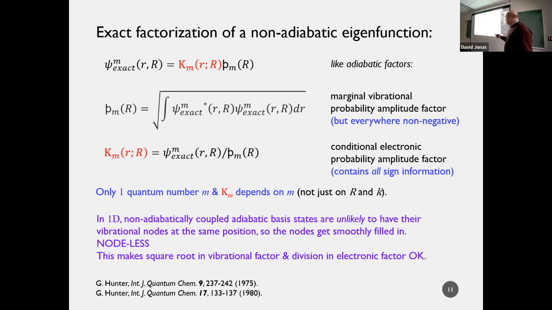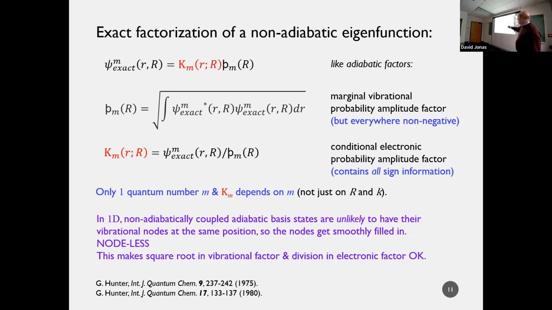All right, so now, how am I looking at these eigenfunctions? I'm using what's called an exact factorization of the non-adiabatic eigenfunction. And it factors it into an electronic part, which looks kind of Born-Oppenheimer-like, and a vibrational part where I gave it the symbol thorn.